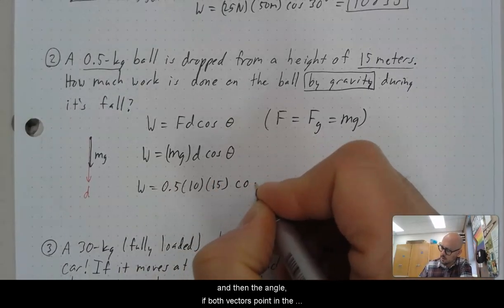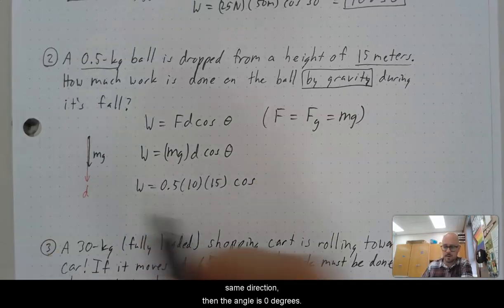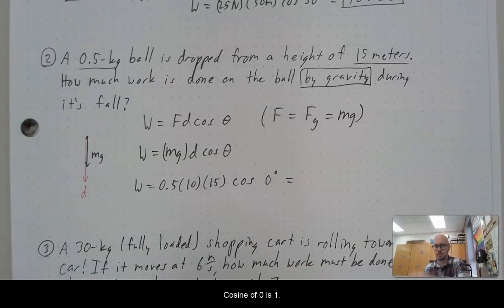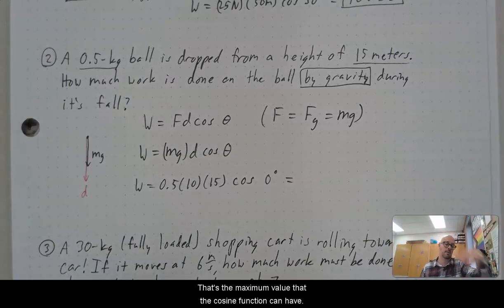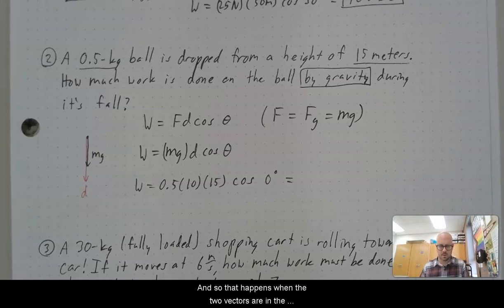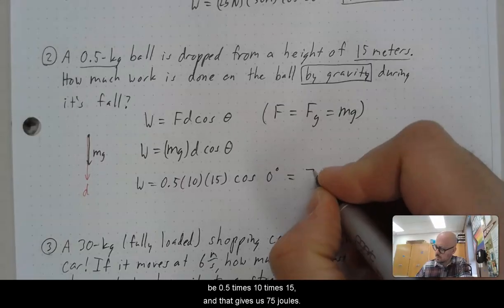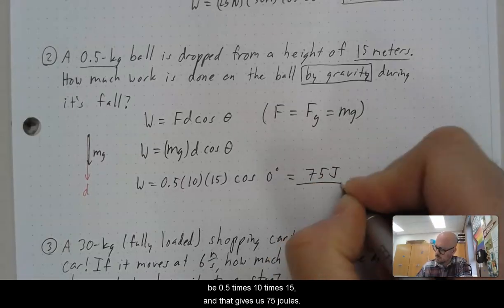And then the angle, if both vectors point in the same direction, then the angle is 0 degrees. Cosine of 0 is 1. That's the maximum value that the cosine function can have, and that happens when the two vectors are in the same direction. So this answer is just going to be 0.5 times 10 times 15, and that gives us 75 joules.